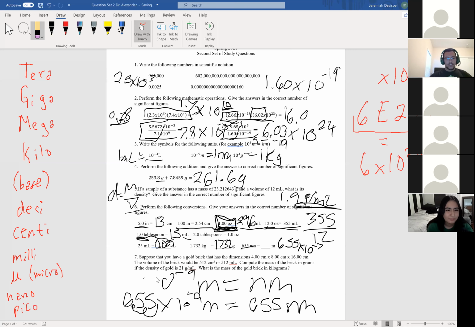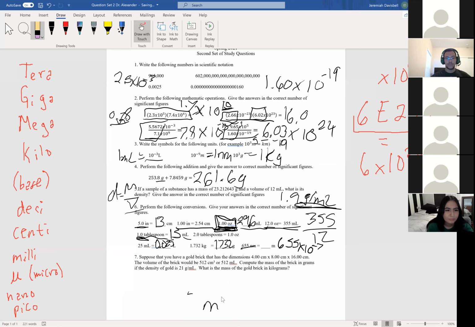And last but not least, number 7. Suppose that you have a gold brick that has the dimensions of 4 centimeters by 8 centimeters by 16 centimeters. The volume of the brick would be 512 centimeters cubed, or 512 milliliters. Compute the mass of the brick in grams if the density of gold is 21 grams per milliliter. What is the mass of the gold brick in kilograms? So, what would you guys want to do or start with?